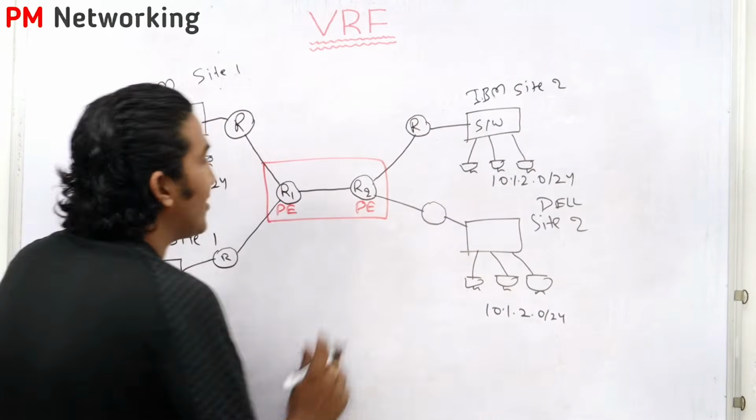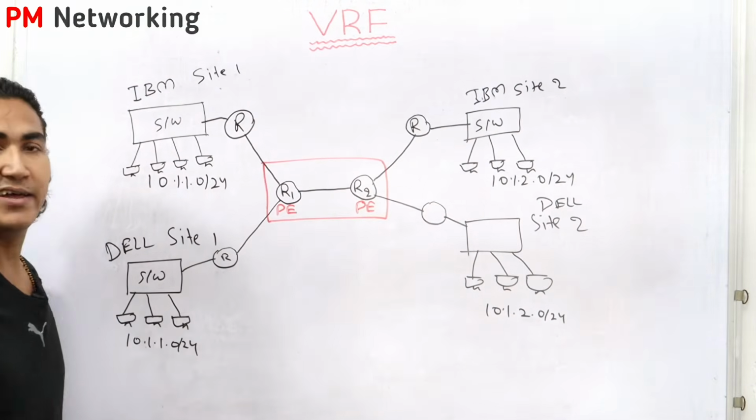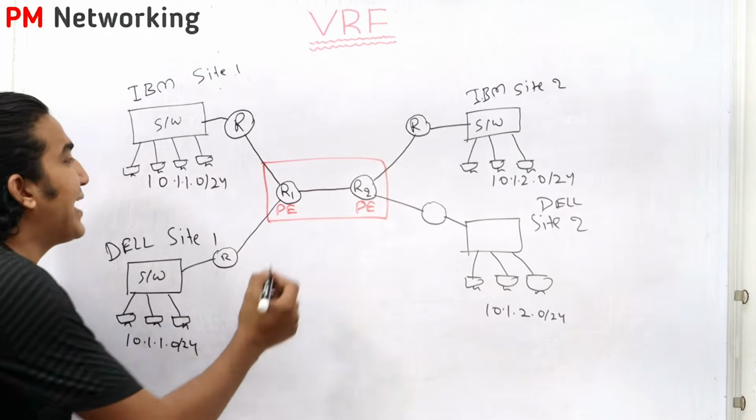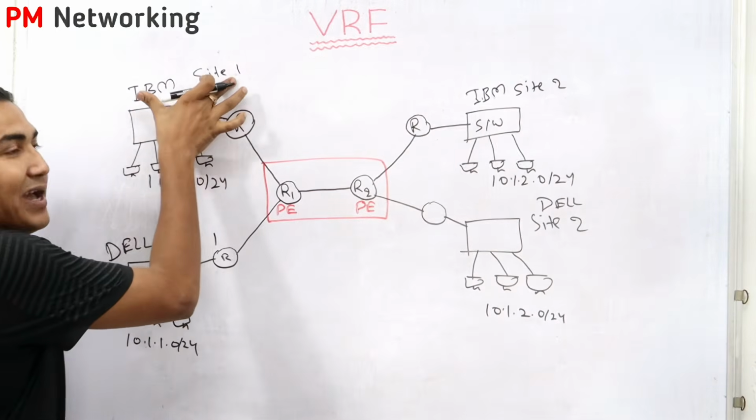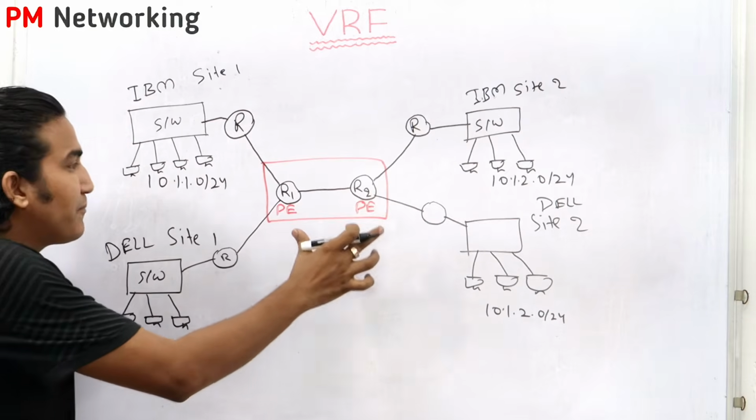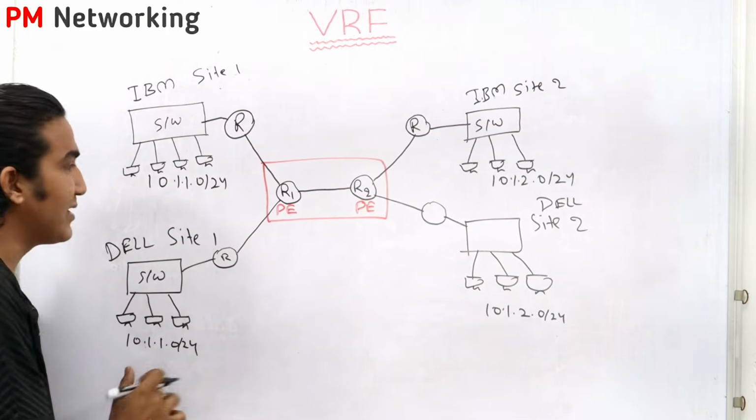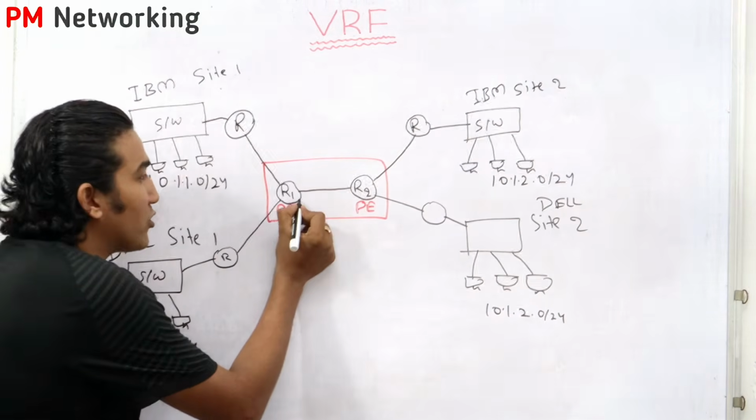See, now in this provider network, the provider needs to forward the traffic of IBM, and the provider also needs to forward the traffic of Dell through the same router, on the same router.